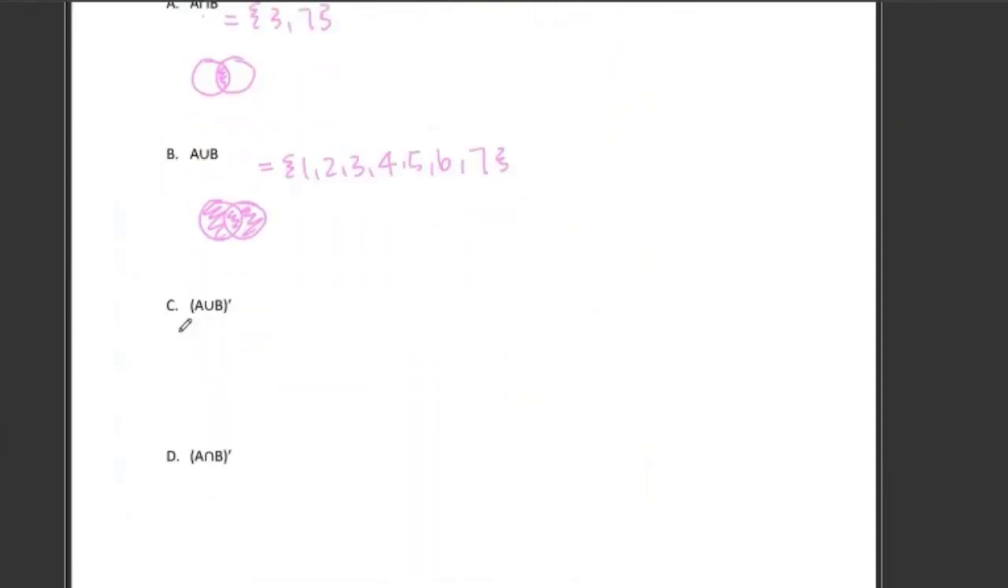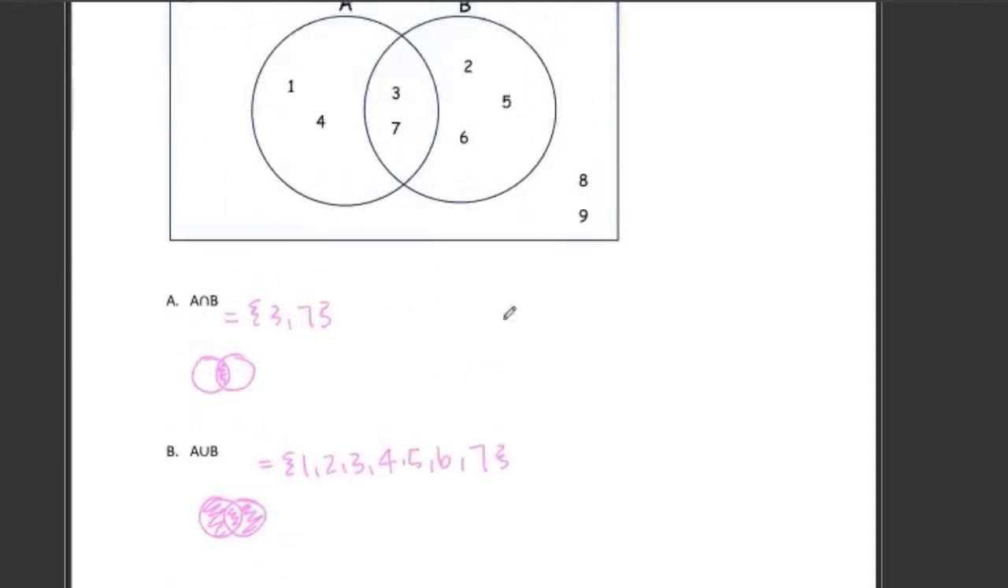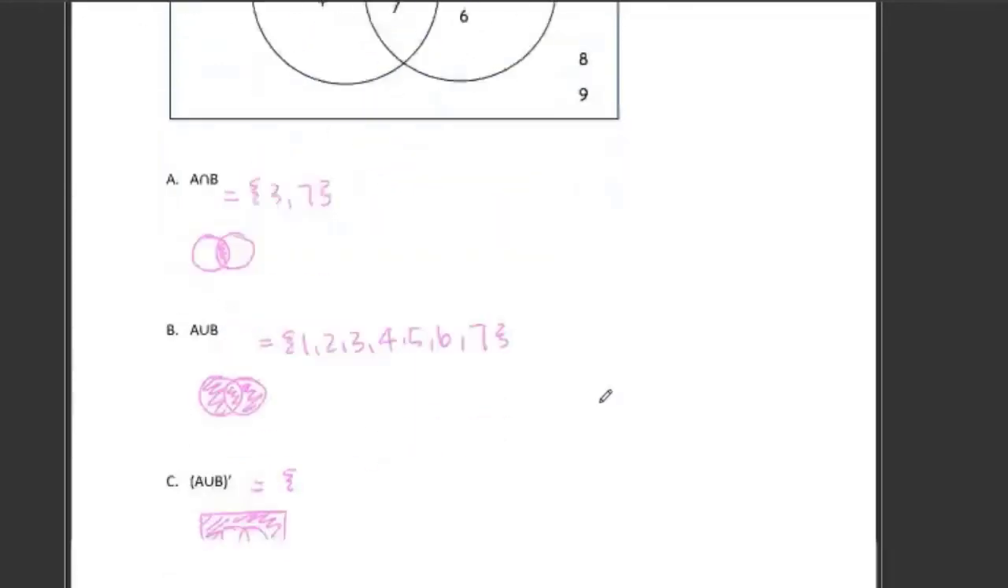Okay. C, we are going to find the union of A and B first, and then find the complement. So the union of A and B is everything inside the circles. If we take the complement of that, it would be what is not in the circle. So everything that is left in the universal set. So up here we have 8 and 9 that is left from the universal set.